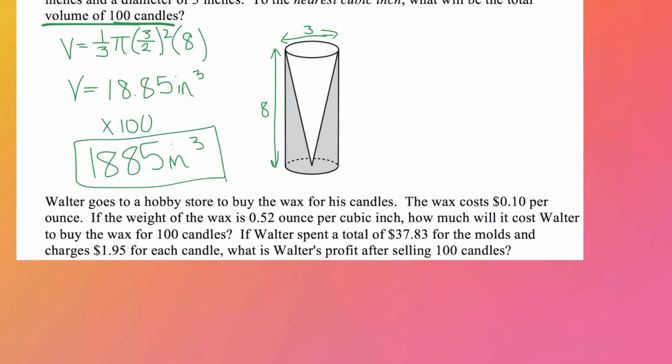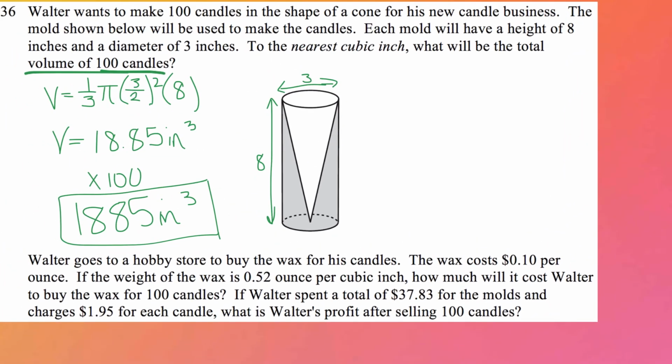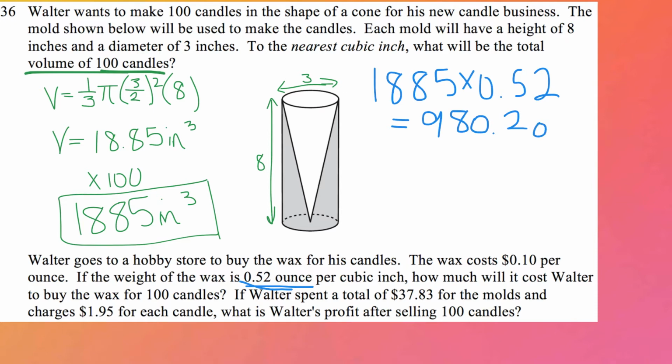Now for part 2, we're told that he goes to a hobby store to buy wax for his candles, and the wax costs 10 cents per ounce. We're also told that the weight of the wax is 0.52 ounces per cubic inch, and how much would it cost for Walter to buy the wax for 100 candles. So the first thing we want to do is take the volume of 100 candles and multiply it by 0.52 to find out the weight of 100 candles. So we're going to take 1885 multiplied by 0.52, which gets us a weight of 980.2 ounces.